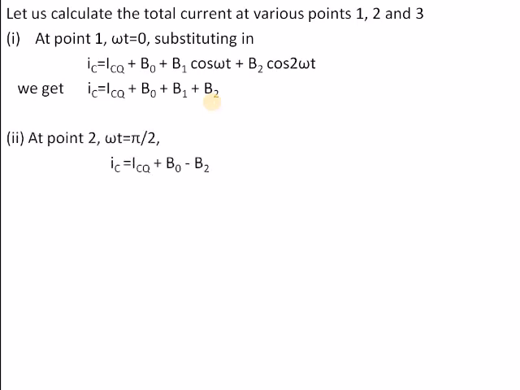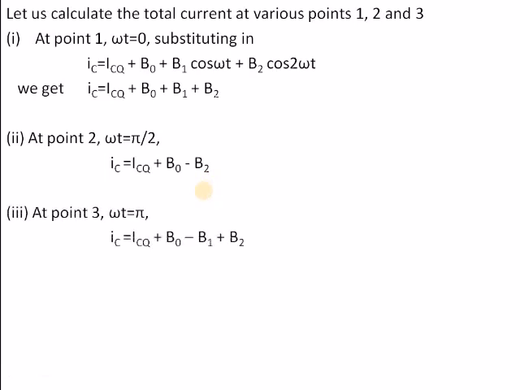At the second point, where omega t is equal to pi by 2, if you substitute in the above equation, cos 90 is 0. Therefore, the IC equation will have the DC components, plus this term becomes 0 because cos 90 is 0, and this becomes cos 180, which is minus 1. Therefore, the equation becomes IC is equal to ICQ plus B0 minus B2.